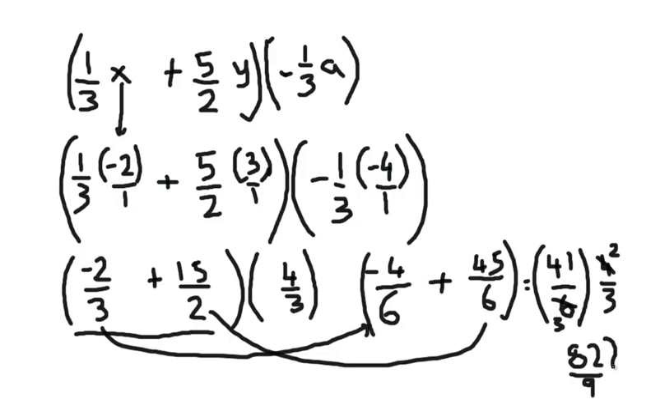We normally like to put it in these little curly parentheses, okay? But 82 over 9 is the answer, okay? And that's it. You don't have to change it to a mixed number. 82 over 9 is fine.